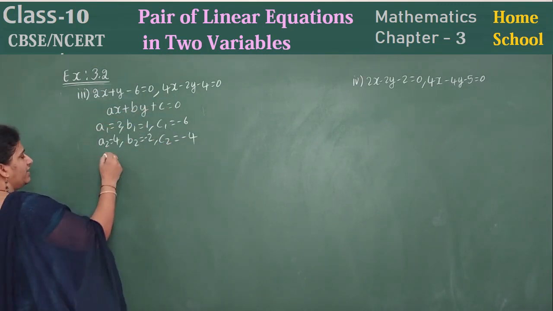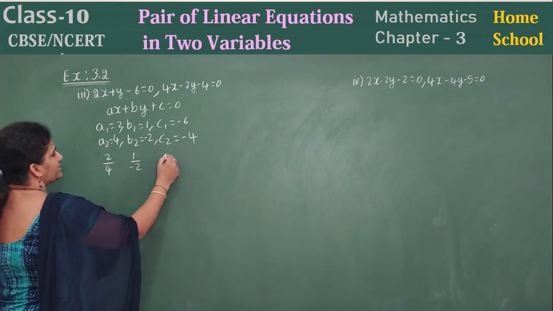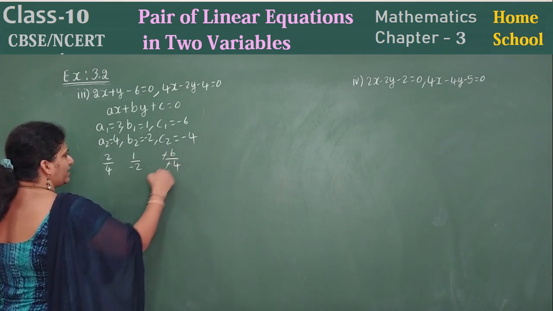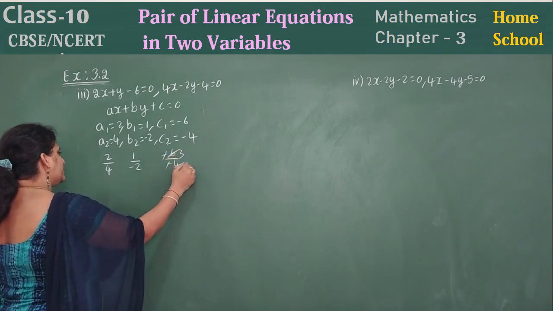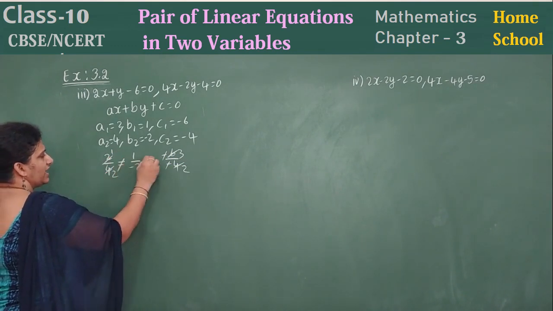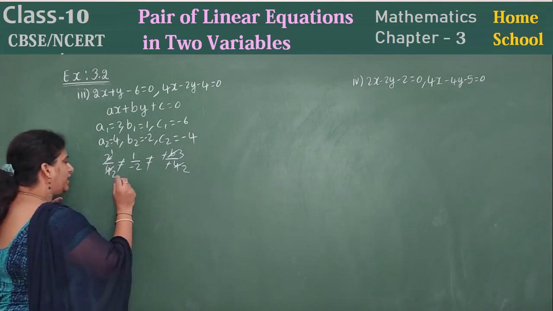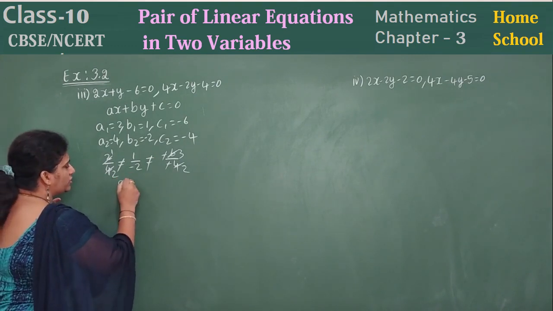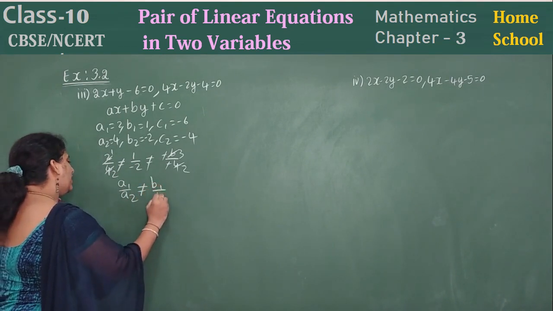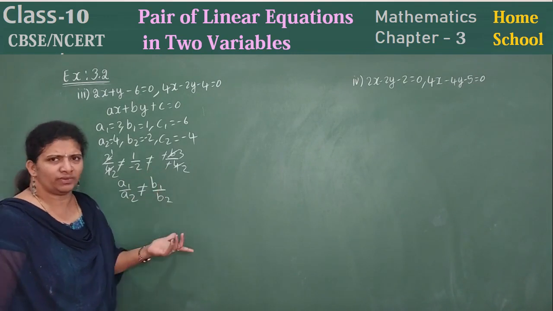Okay, compare the ratios, children. 2 by 4, 1 by minus 2, minus 6 by minus 4. Minus minus cancel, 2 3s, 2 2s, 2 1s, 2 2s. So what can you say? They are all not equal. But I can see the first two ratios: a1 by a2 is not equal to b1 by b2. The third may be equal or may not be equal.